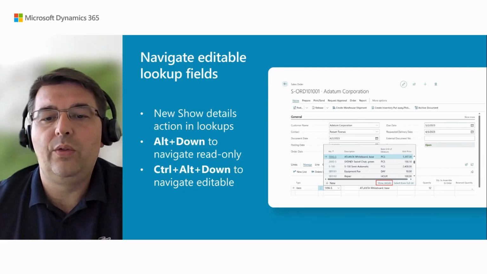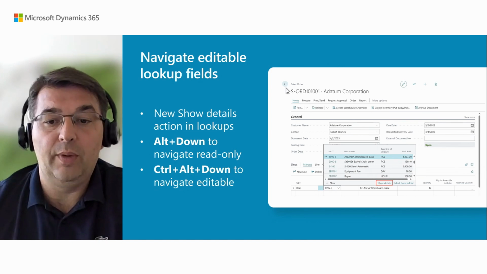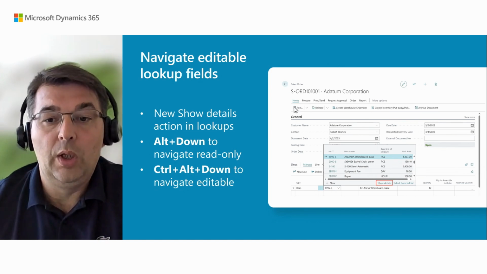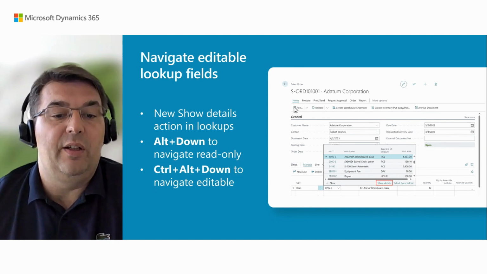You can think of it this way. The Alt-Down that you currently use for lookup will take you to a non-editable list, and the new Control-Alt-Down will take you directly to a card. Great news for our partners is that there is no uptake of this. It's just there in your existing and your new code in 2023 Release Wave 2. Well, this is one of the ways to get to your data faster in 2023 Release Wave 2. Let's see what else is there.